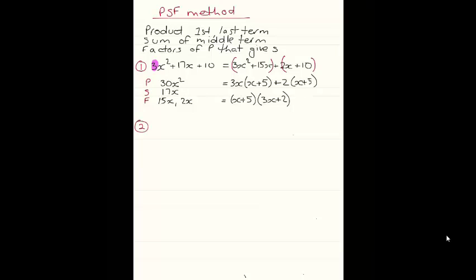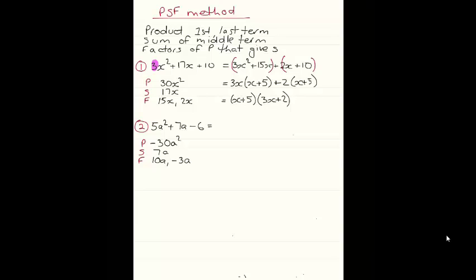Okay, so now let's have another example. 5a squared plus 7a minus 6. So the product of 5a squared and minus 6 is minus 30a squared. The sum that we're looking for is 7a. So what are the factors of minus 30a squared that are going to give us 7a? So 15 and 2 aren't going to work this time. Now we're looking at 10a and minus 3a.